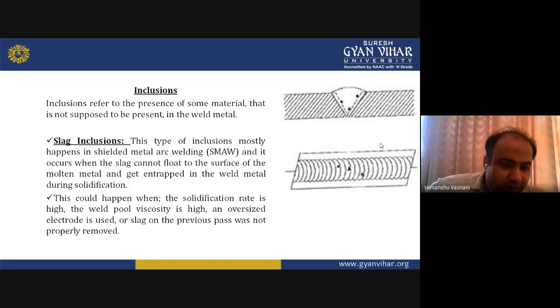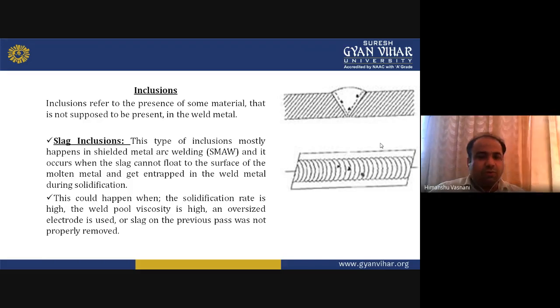This could happen when the solidification rate is high, because you are cooling fast and the weld pool porosity is high. This can also happen if an oversized electrode is used or slag on the previous pass was not properly removed. Like, in the previous work done inside, if unwanted material like slag was not properly removed, then also if you are cooling faster, such kinds of inclusions happen.